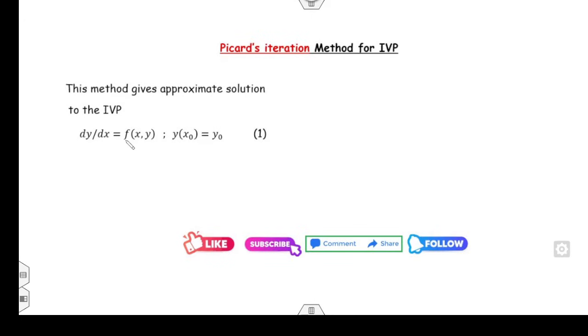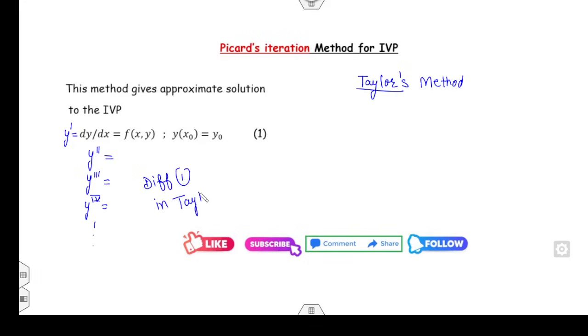In our last lecture on first order differential equations, we learned the concept of Taylor's method. In Taylor's method, we found the second derivative from the given y dash, then we can find the third derivative, the fourth derivative, and so on. That means we differentiate equation number 1 in Taylor's method. Now, on the other hand, in this lecture we will see how we can apply Picard's method. Instead of the derivative, we will apply integration on equation number 1.